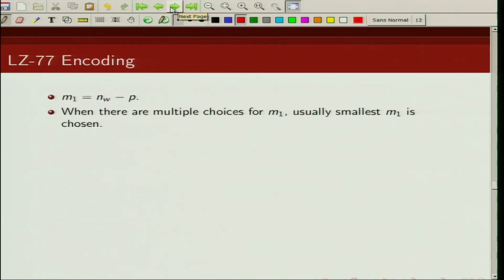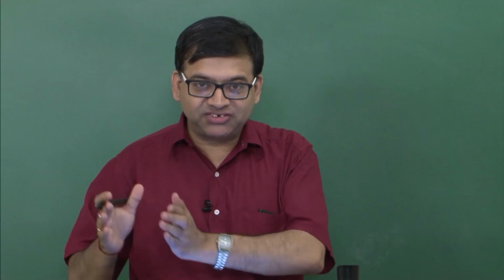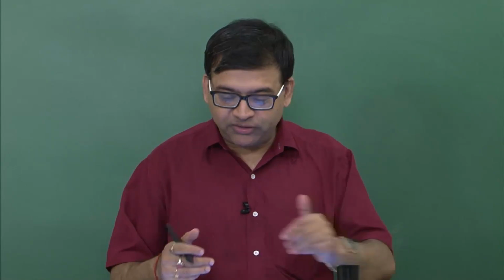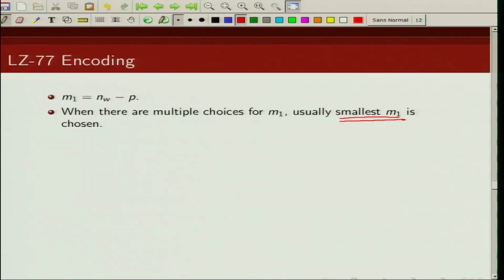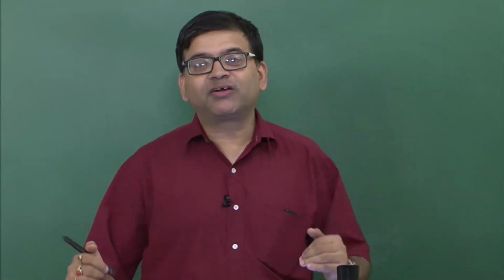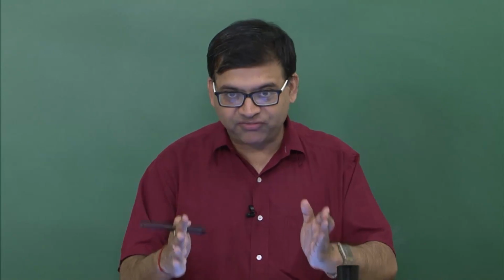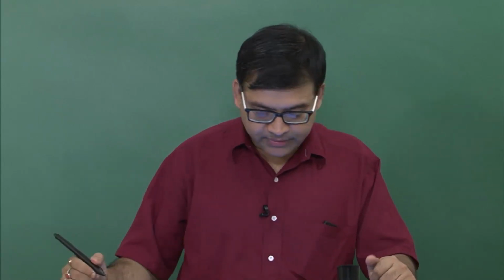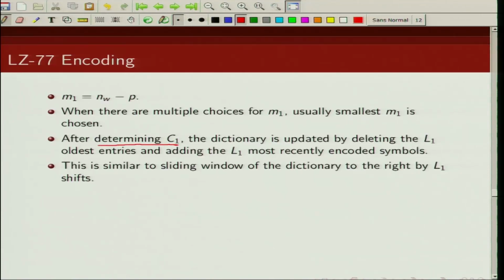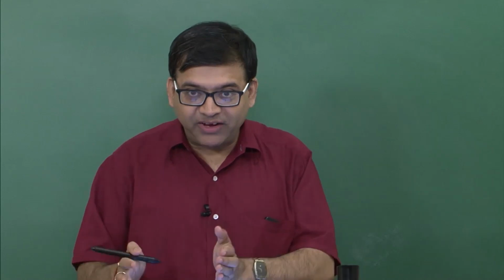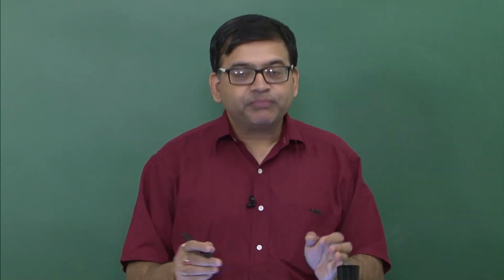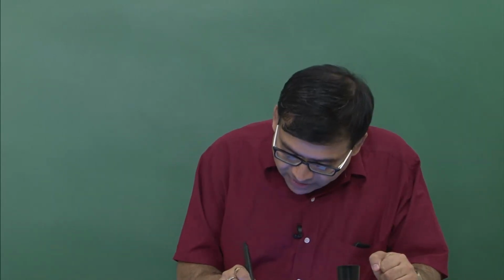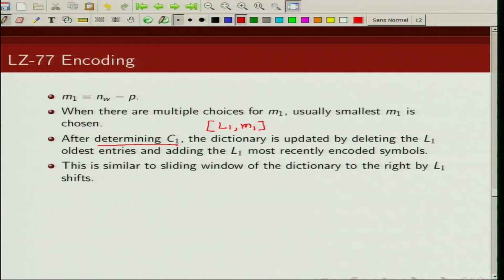Now there might be multiple places where I have a match of the largest string, right? So which value of M should I choose? I should choose the smallest value of M. The reason being, if I am using variable length coding to describe these M, the smaller the M, I will require a lesser number of bits. However, if I am using a fixed number of bits to represent M, then it does not matter what choice of M I use. So once I have found the largest match of the string Y1 inside the dictionary, my code word C1 is nothing but this pair of length of match and this M1. So this will give me the code word C1.